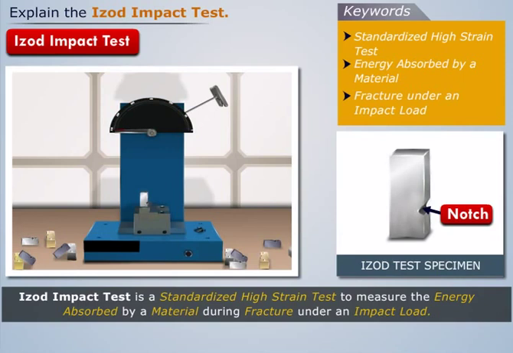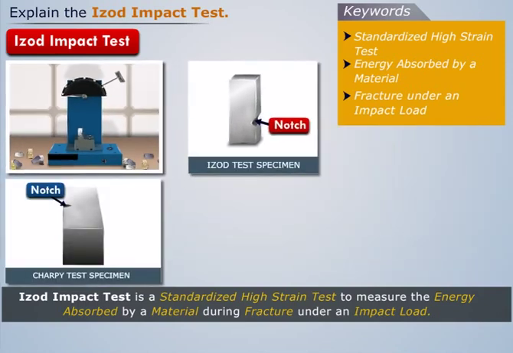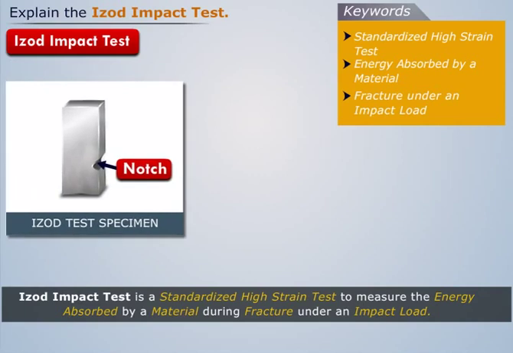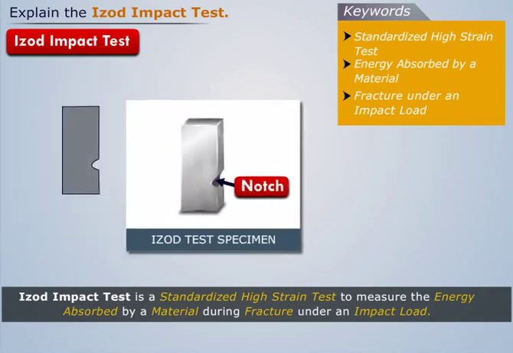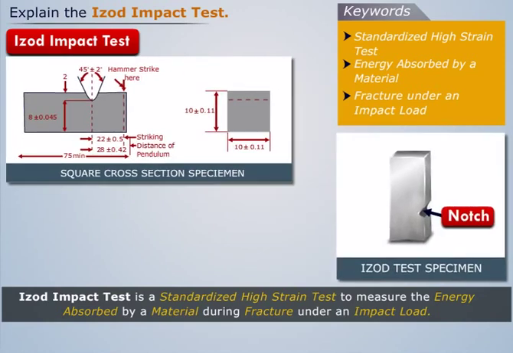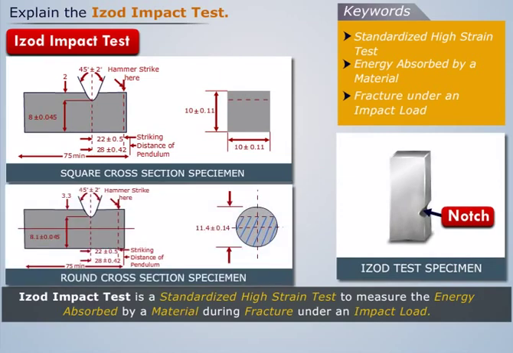The only difference is that in the Charpy test, the test specimen is attached to the anvil horizontally, while in the Izod test, the test specimen is attached to the anvil vertically. Also, the dimensions of the test specimen used in the Izod test are different from the one used in the Charpy test. The two types of test specimen used in this Izod impact test are the square cross-section specimen and the round cross-section specimen.